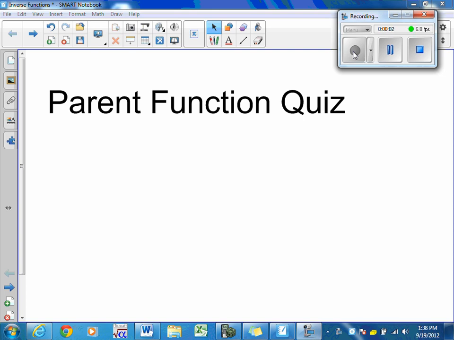We're going to start with a parent function quiz. So the sub can pass out your half sheet of paper parent function quizzes, and then once everyone's done, remember when you're done, please turn it over so the sub knows everyone's done. Then once everyone's completed, pass out the red pens so we can grade them, and then restart the video. So at this point, pause the video and take the quiz.